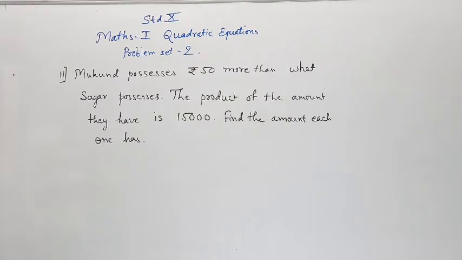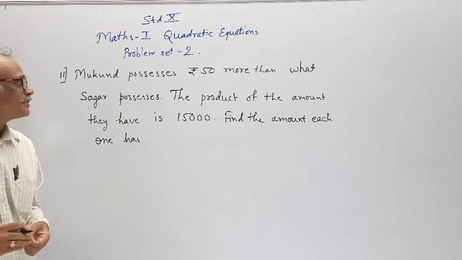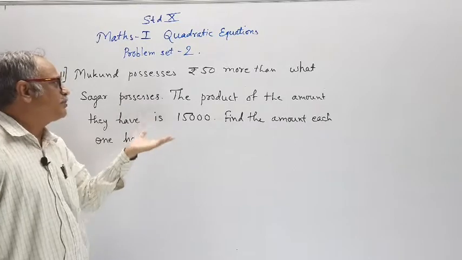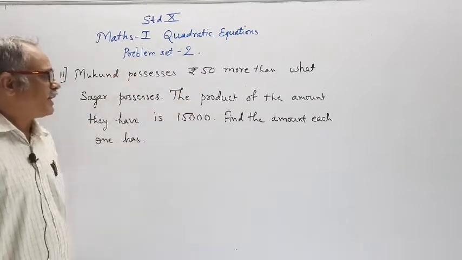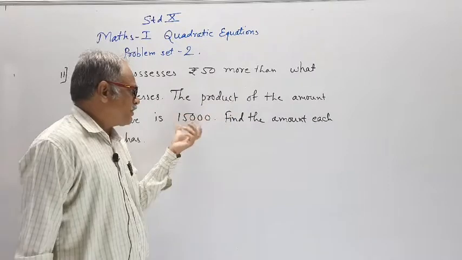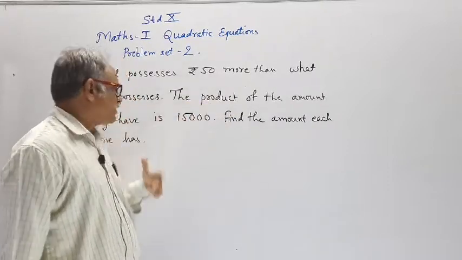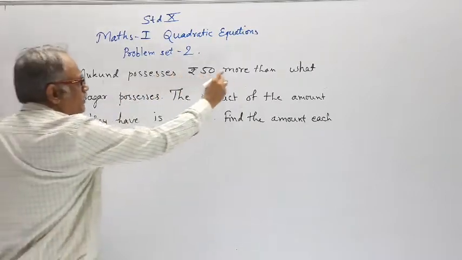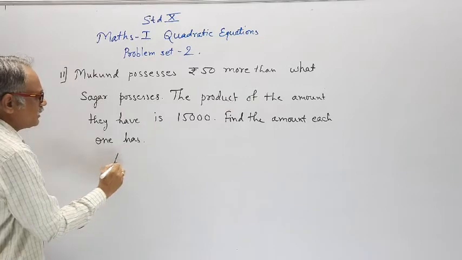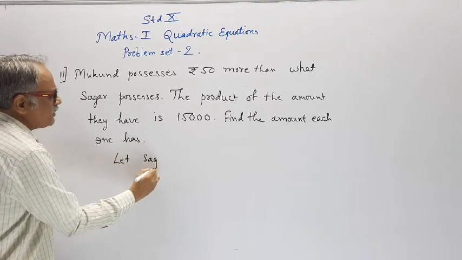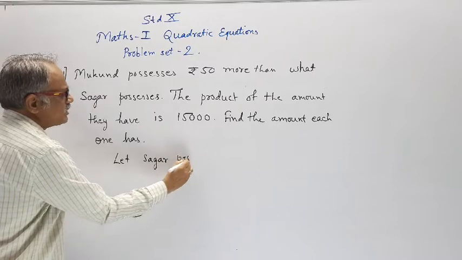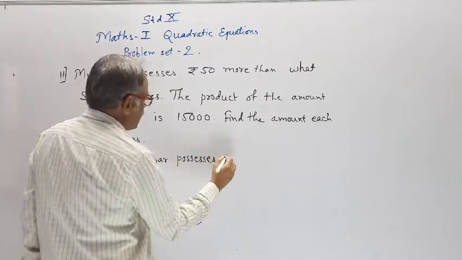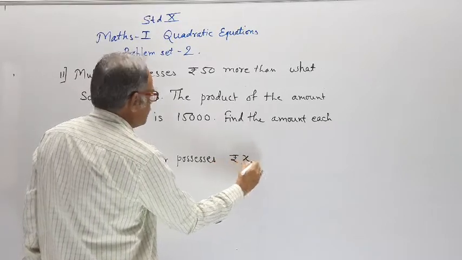The 11th question, because the 10th is deleted, it is out of syllabus. Mukund possesses rupees 50 more than what Sagar possesses, means whatever amount Sagar is having, Mukund is having 50 rupees more than that. Product of their amounts is 15,000. Find the amount each one has. It is given that Mukund possesses 50 more than Sagar. Let Sagar possess rupees x. Possesses means have with him.